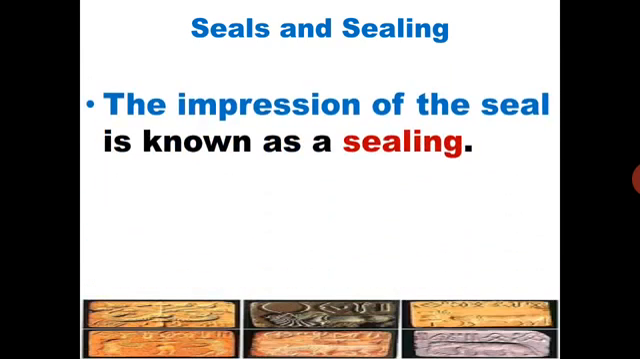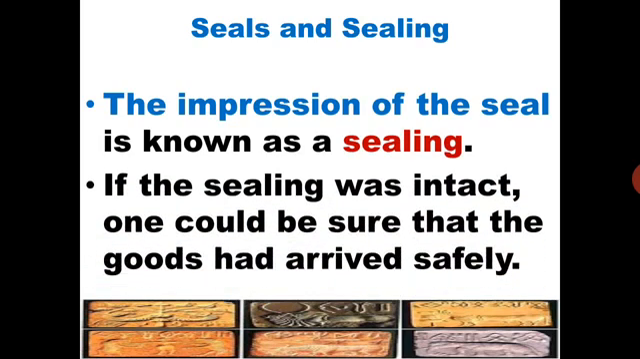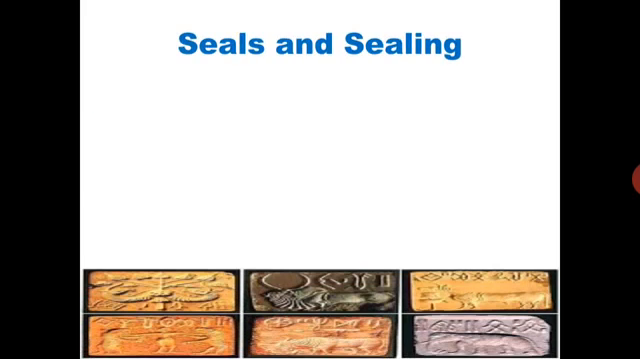The impression of the seal is known as a sealing. So when the impression of the seal is made on the clay, that is known as a sealing. If the sealing was intact, one could be sure that the goods had arrived safely. If the seal was not broken, it was believed that the goods had arrived safely, and that no one had touched or damaged them.